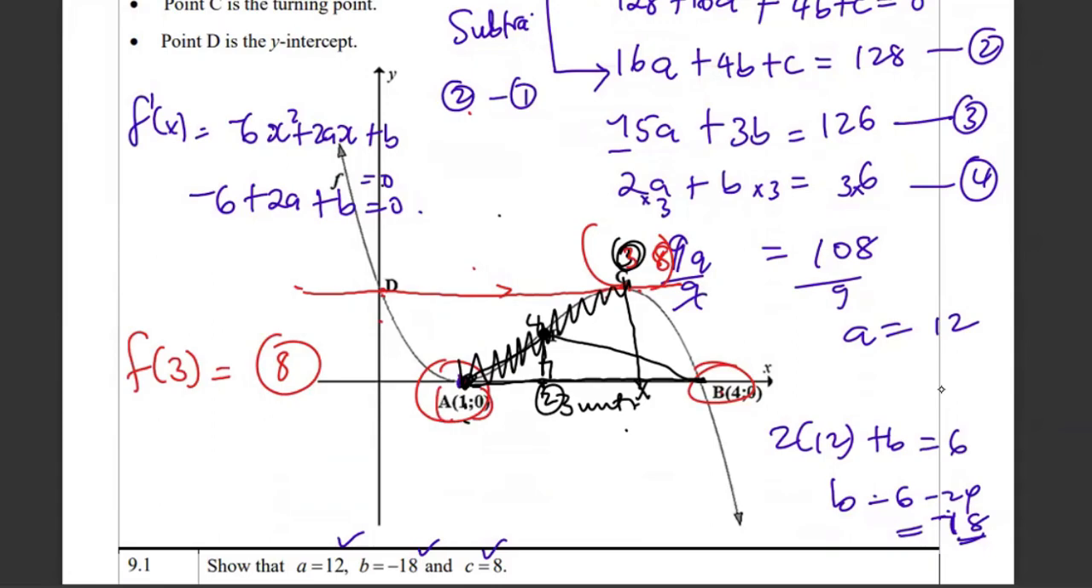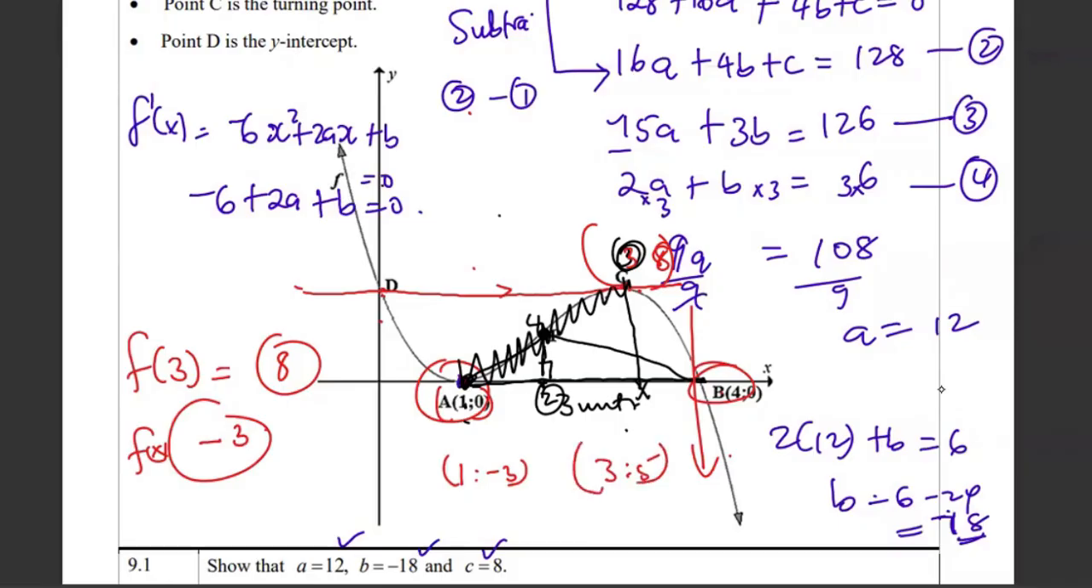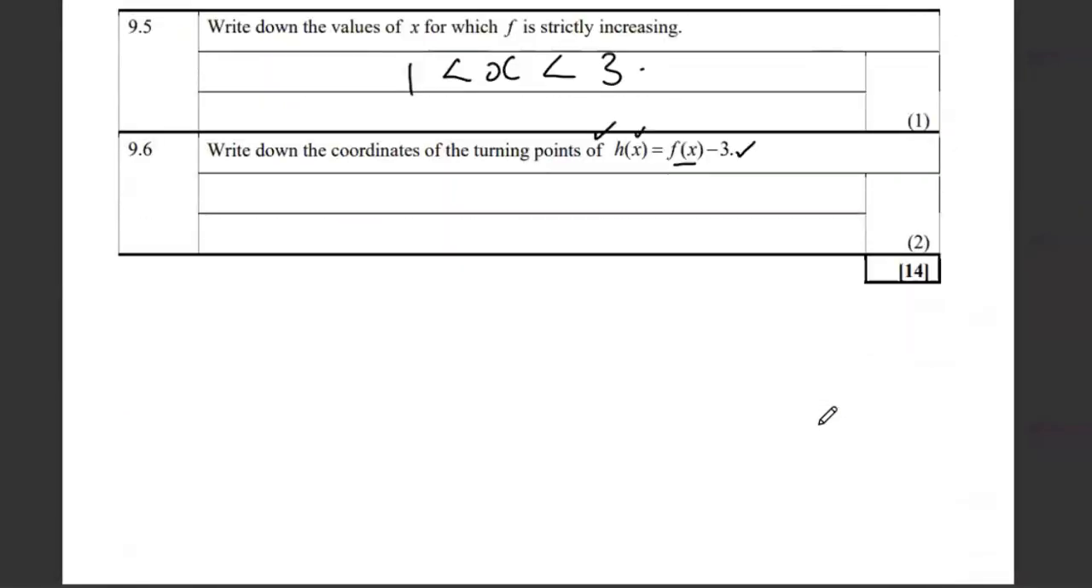But from the equation, we can see that f of x minus 3, so it's like we are shifting this graph 3 units down, meaning the x is going to be maintained. We're going to have a negative 3. x is going to be maintained. We're going to have a 5 because 8 minus 3 is a 5. So the answers for the last question, 9.6, should be 1 and negative 3. And then we can have 3 and 5.